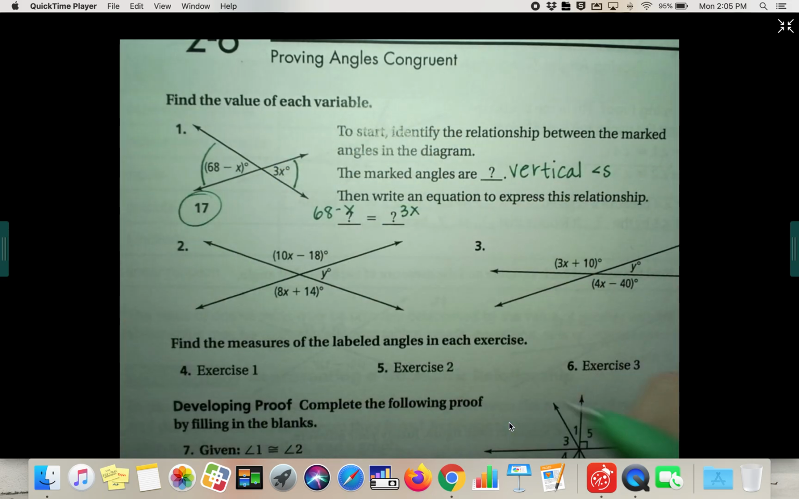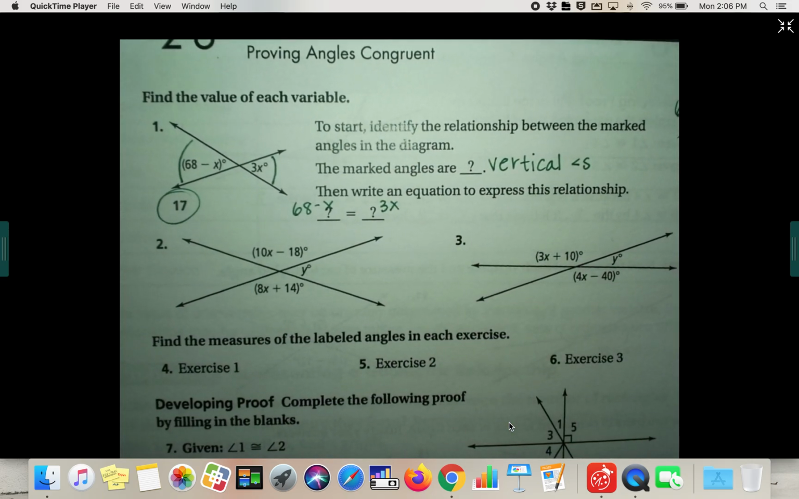Oh, and it already has the answer there. Are you kidding me? I'm sorry. But now we know how to do it.